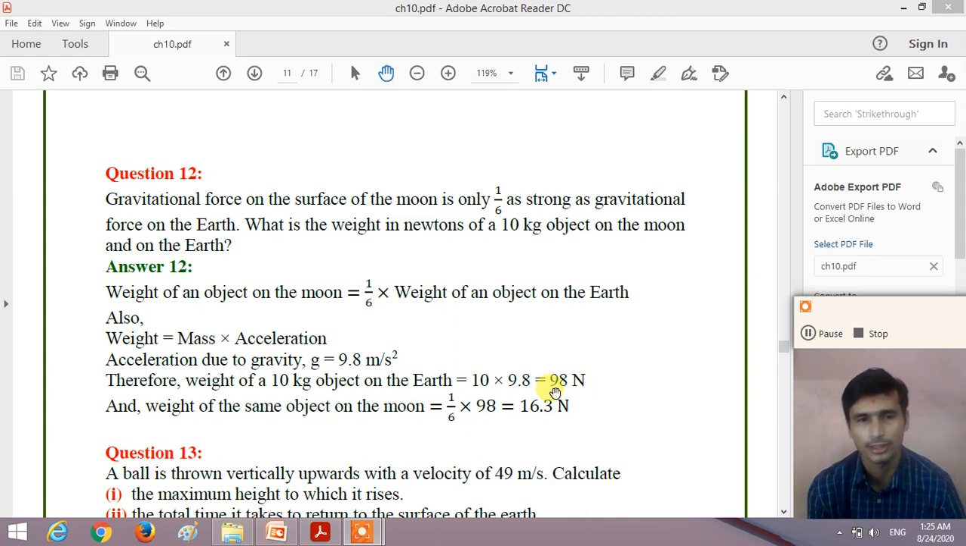Now dear student, the weight of the same object on the moon is 1/6 of the weight of the object on the earth. So the weight of the same object on the moon is equal to 1/6 of the weight of the object on the earth, that is 98. So we get 16.3 Newtons, right?